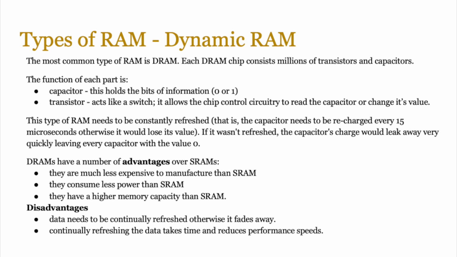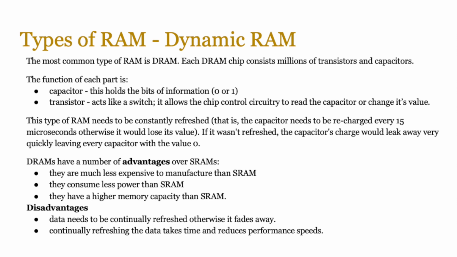Each DRAM chip consists of millions of transistors and capacitors. The capacitor holds the bits of information, for example, 0 or 1. The transistor acts like a switch. It allows the chip control circuitry to read the capacitor or change its value. So they both work together.